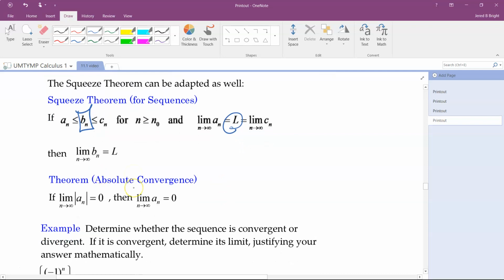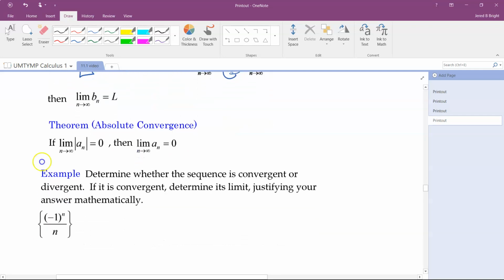Similarly, absolute convergence actually ends up being extremely useful in one of our exercises, but what it says is if we can look at the absolute value of the sequence and say that the limit of that absolute value is 0, then our sequence is going to also have a limit of 0.